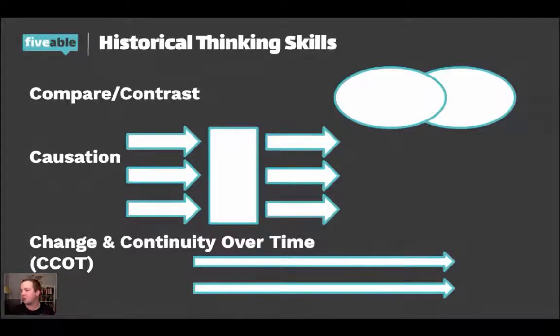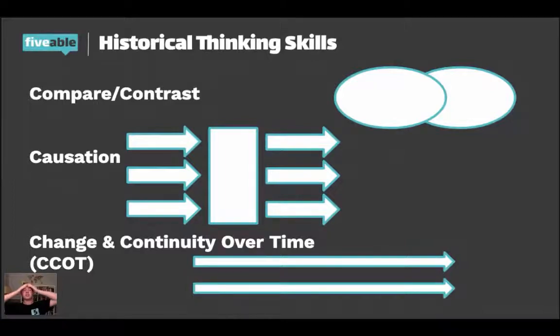So perhaps some of these are rather self-explanatory now that you've seen my lovely diagrams there, but compare, contrast using that Venn diagram that doesn't overlap, unfortunately. This is comparing and contrasting 2 things. They'll often ask you, hey, why are these things similar? How are they different?